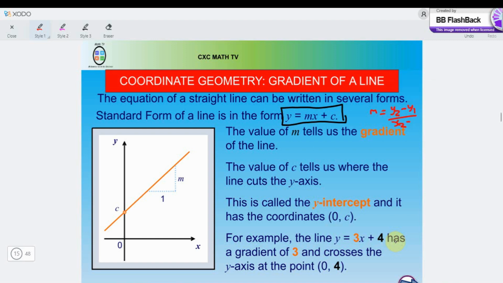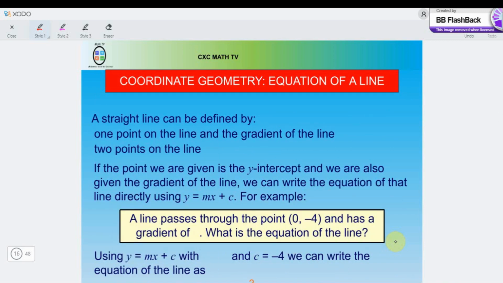Now c is the y-axis intercept. C tells us where the graph cuts the y-axis, the point where the line cuts the y-axis. So at the y-intercept, the x value at that point is 0. For example, the line y equals 3x plus 4 is telling us that the y-intercept is (0, 4) and the gradient is positive 3. That's all they're saying, right?